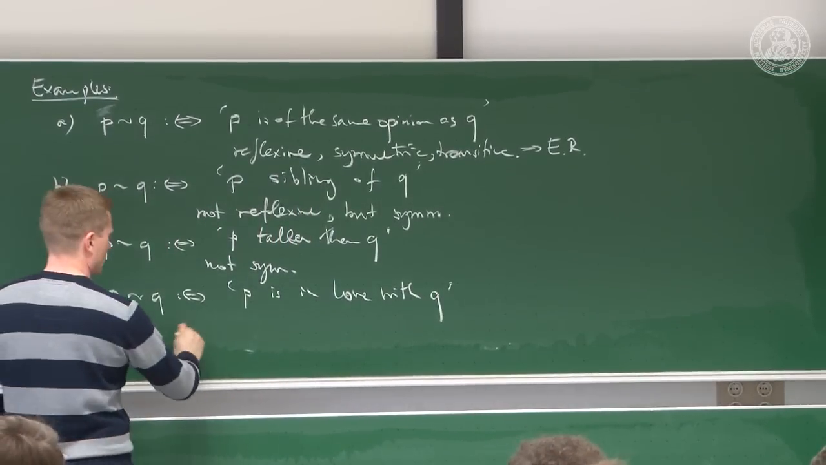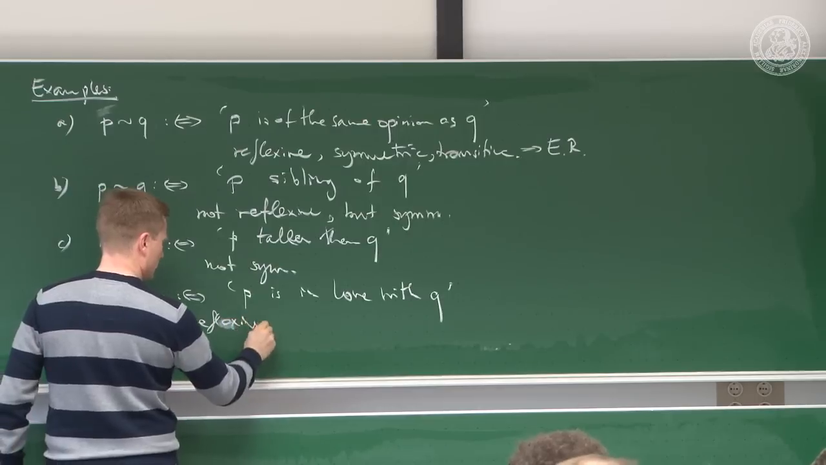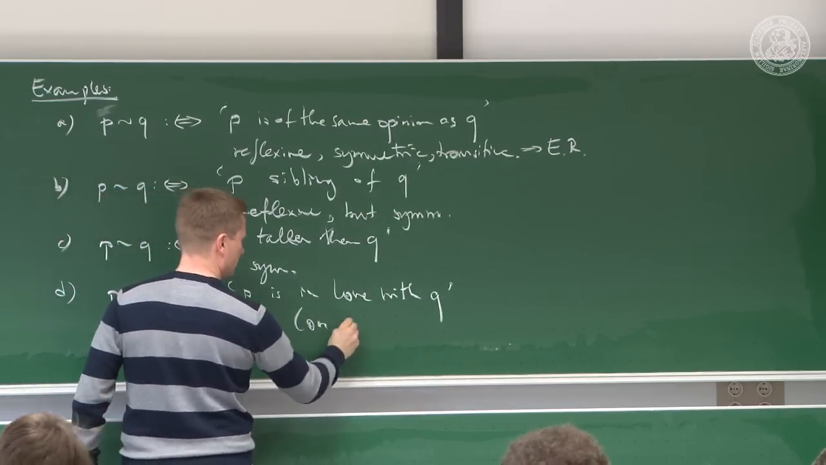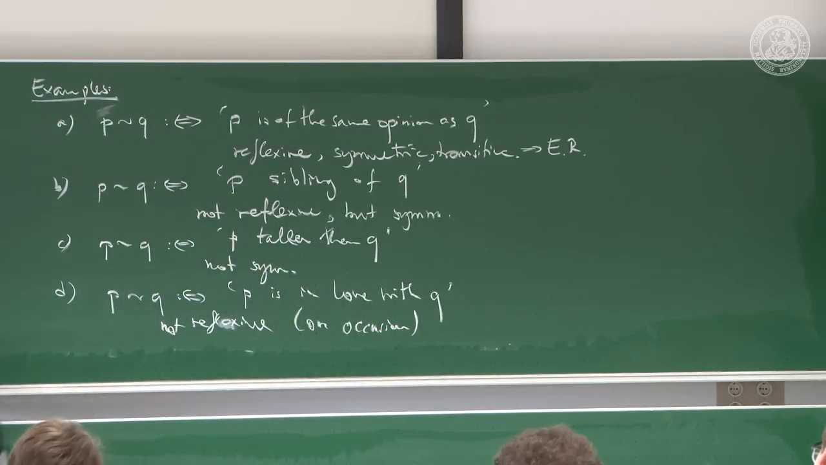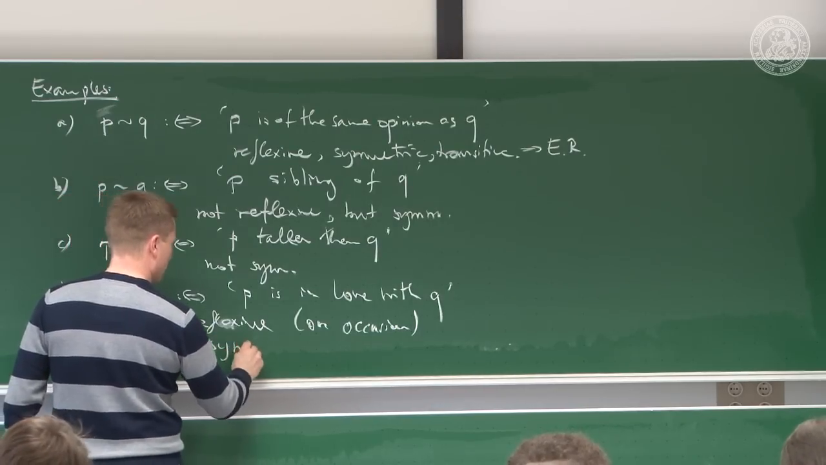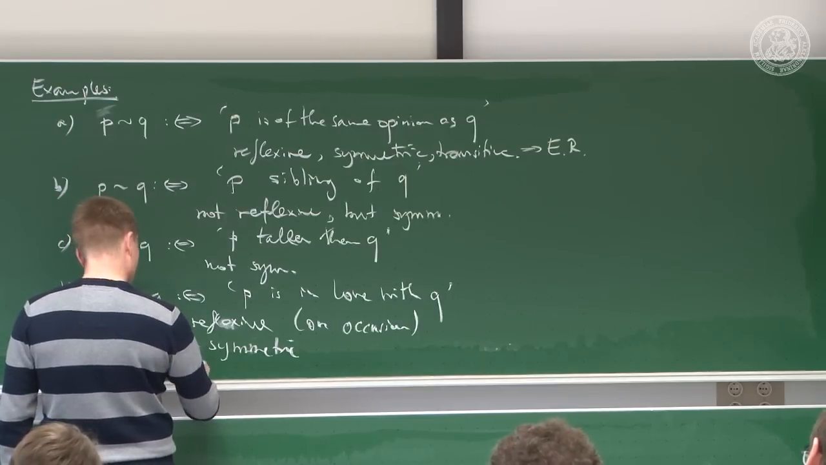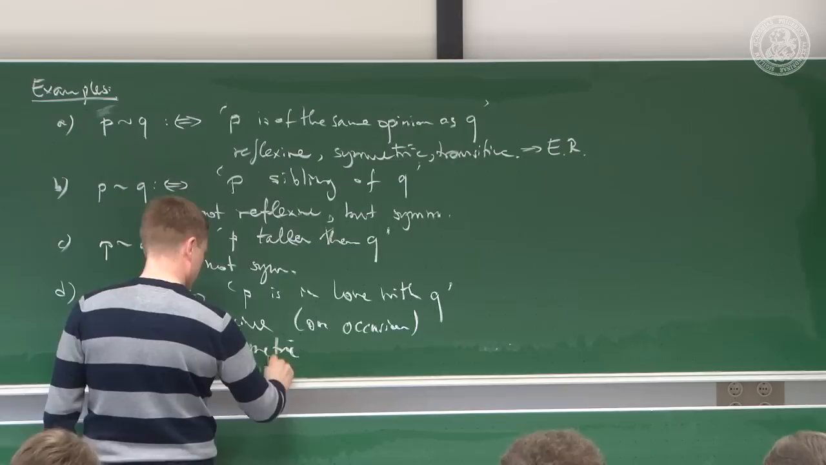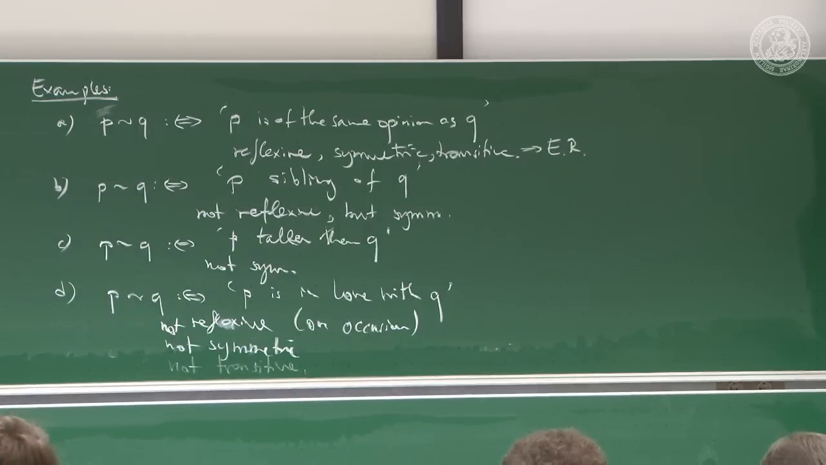So this is not reflexive on occasion. There are people who don't like themselves very much. It's certainly not normally symmetric. That's the basis of much drama in literature. And it's not transitive. Maybe only in French movies, French art cinema, it's transitive. All right, so only the first one is really an equivalence relation.